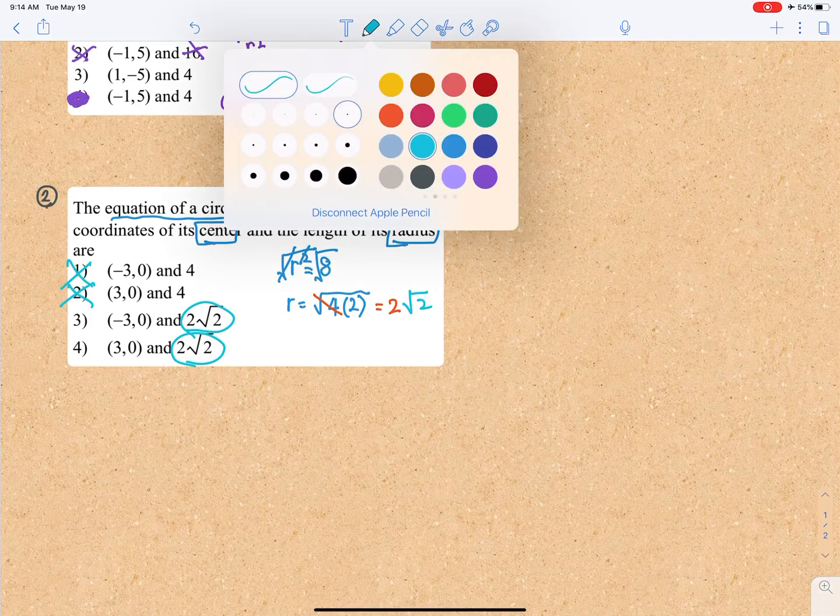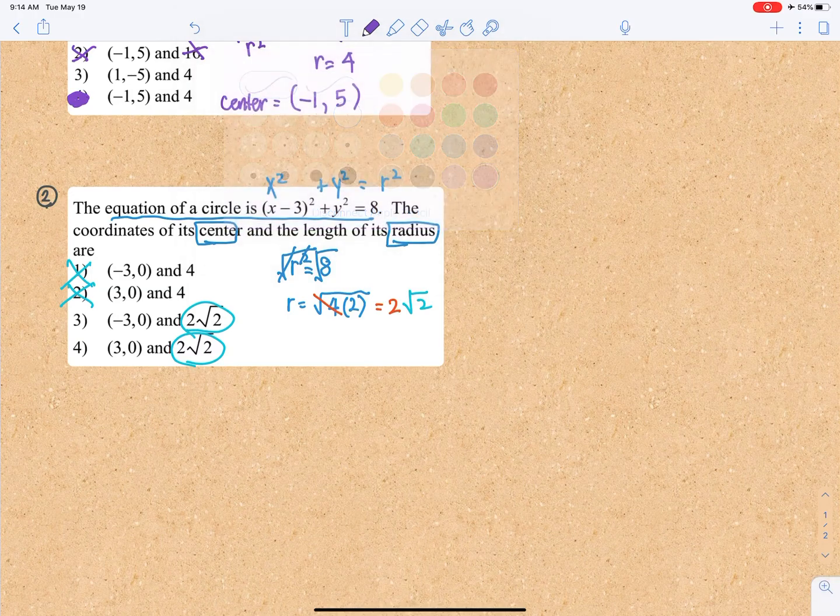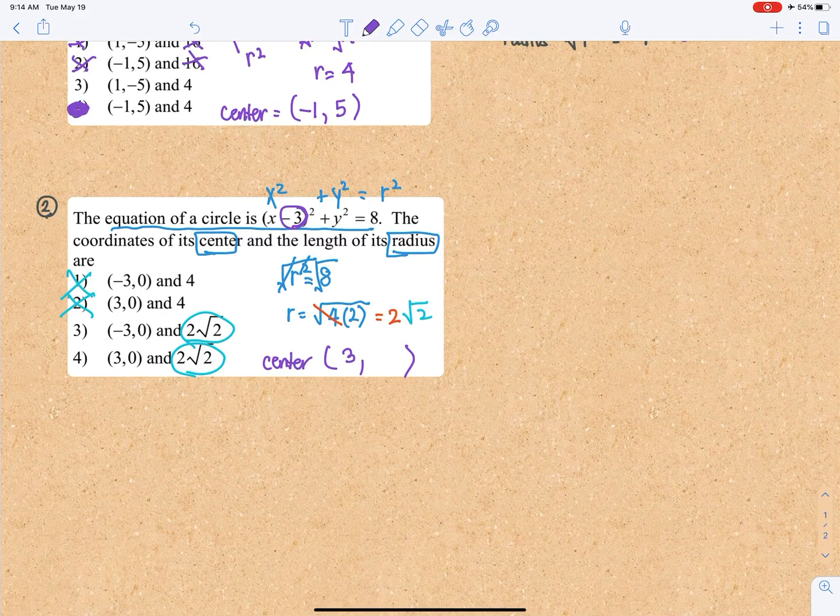So like we said, just like in the problem above, if I wanted to find the center, it's going to be the opposite sign of whatever's inside the parentheses. So the opposite of negative 3 is positive 3. And well, over here, this is kind of funny. There's nothing inside the parentheses. And in math, what do you call nothing? 0. And so it is choice 4.